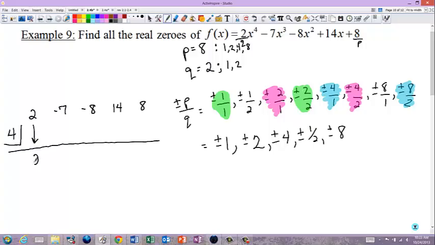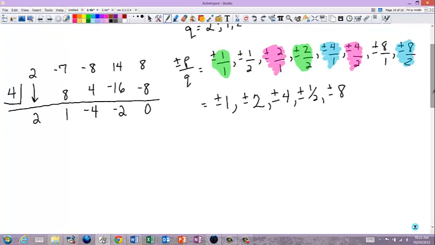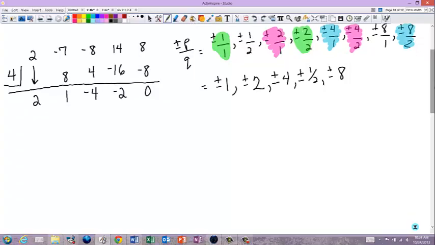So I would drop it down. 2 times 4 is 8. 1 times 4 is 4. Negative 4 times 4 is negative 16. Negative 2 times 4 is negative 8, and 0. And now I'm also going to tell you that negative 1/2 is an answer. If I didn't know that, I would have to check them all. I would have to do synthetic division 10 times before I could arrive at the proper answer. With the use of calculators, we don't need to do that anymore.